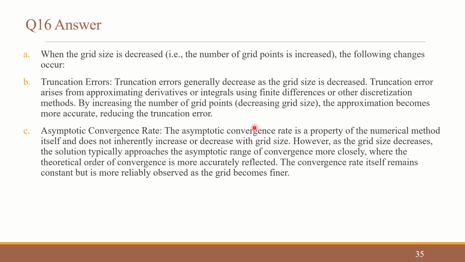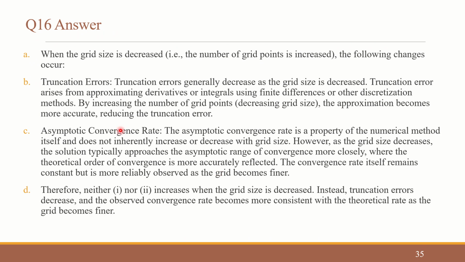Second one, asymptotic convergence rate. So asymptotic convergence rate is a property of the numerical method itself and does not inherently increase or decrease with grid size. However, as the grid size decreases, the solution typically approaches the asymptotic range of convergence more closely, where the theoretical order of convergence is more accurately reflected. The convergent rate itself remains constant but is more reliably observed as the grid becomes finer. So we are not sure about it as well.